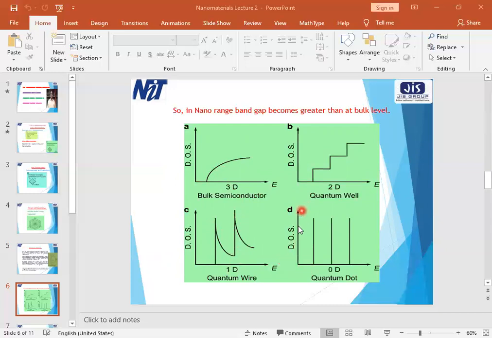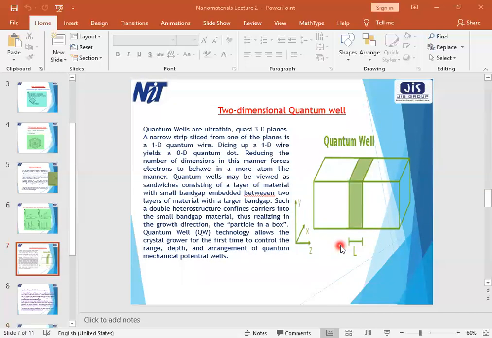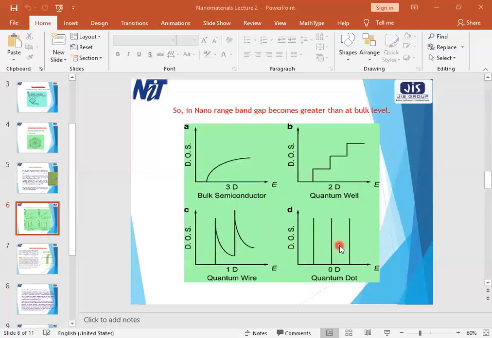And in the quantum dot, what happens? The particle is confined in all three dimensions in the 1 to 100 nanometer range. That means a very, very small space is there, so the particle does not have any freedom to move. It will be confined to a very, very small region. It cannot move. Whereas in the quantum wire, the particle can move in one direction, along x, y or z.